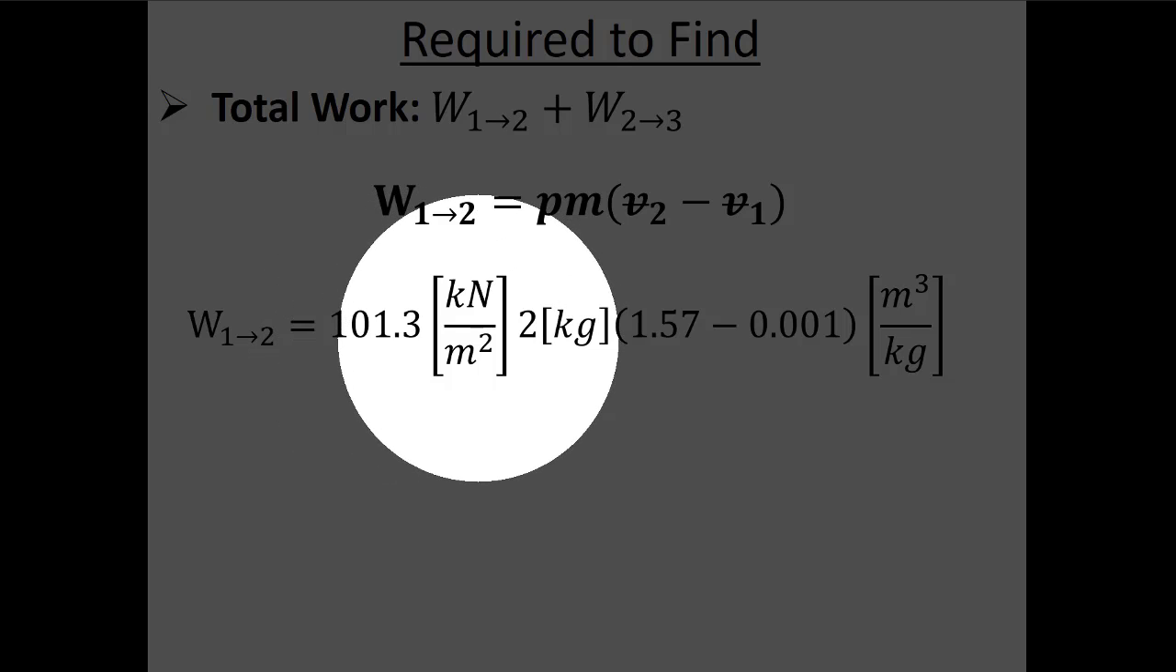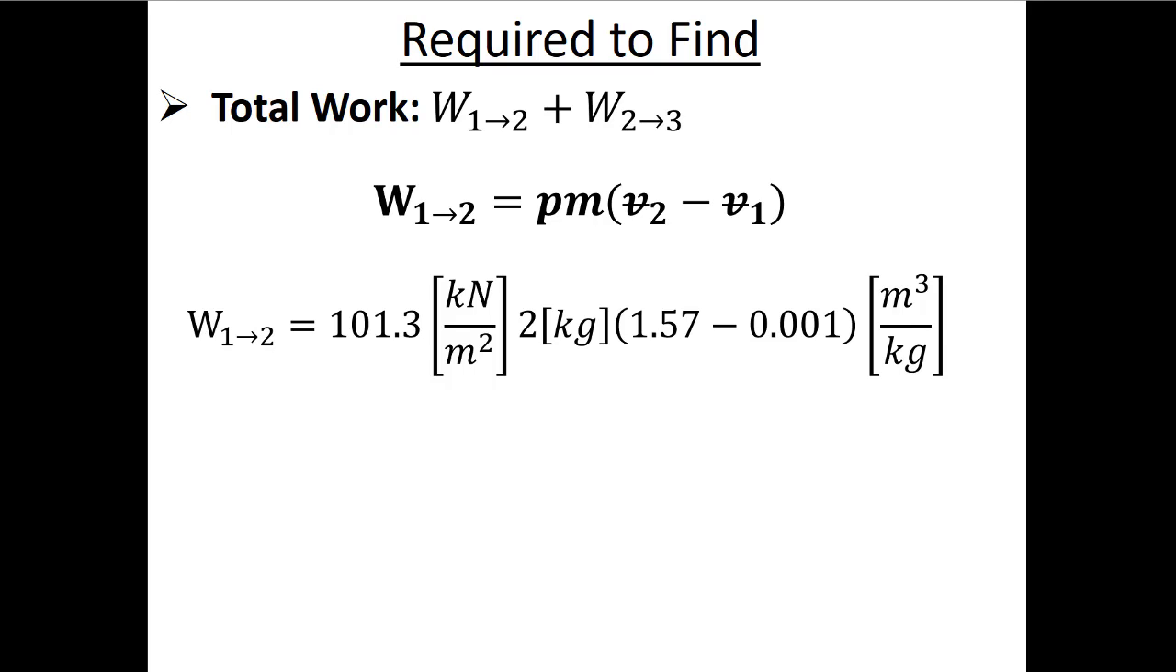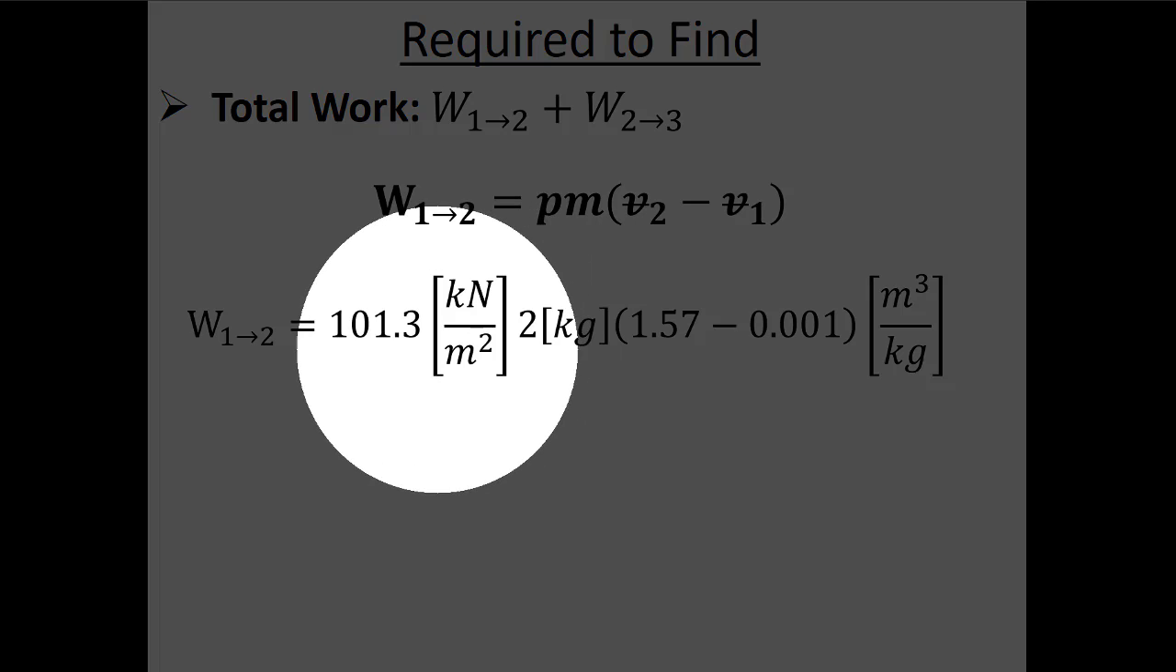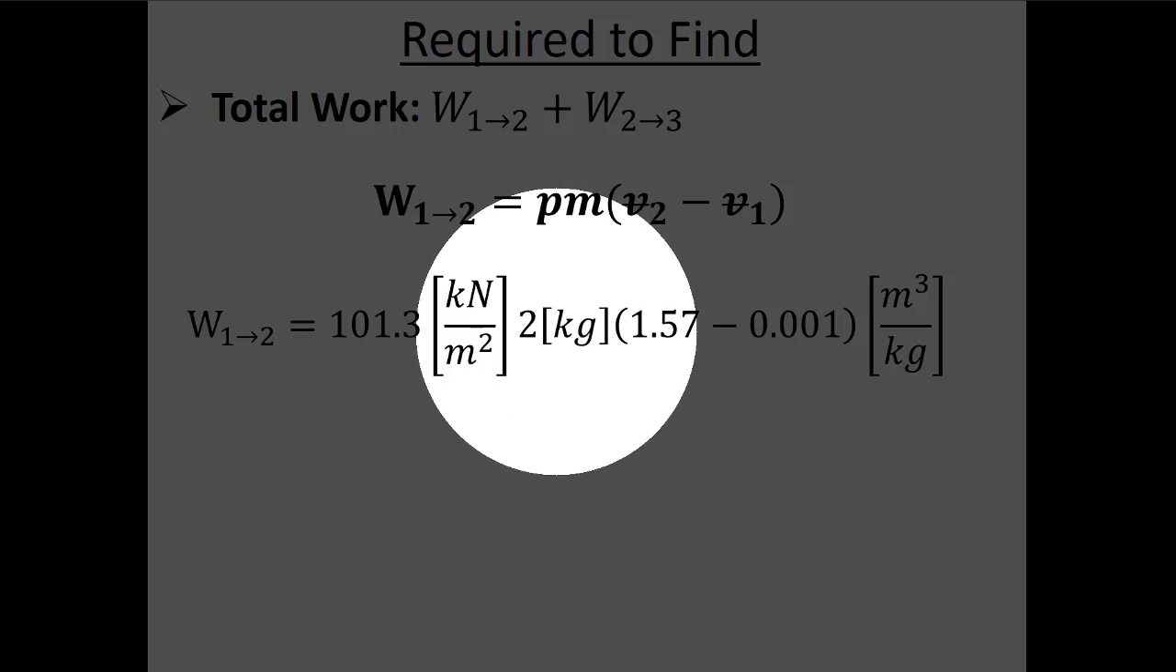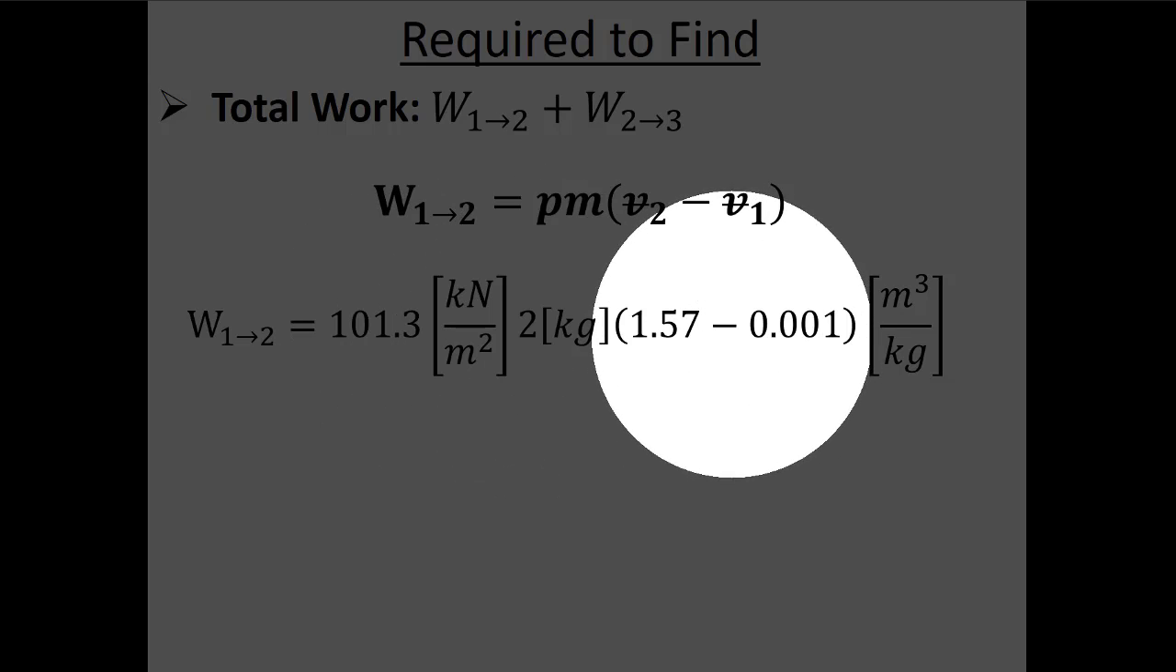If I'm ever given a pressure in bar, and we'll see this later, when I write it on my state table, I'm going to write it in kilopascals, or megapascals if I can, because then it's really easy when I do P times V. Kilonewtons per meter squared times V, which is meters cubed, I'll get kilojoules, which is exactly what I want, right? Because I want energy. So here, 101.3 kilonewtons per meter squared times 2 kilograms times this delta V, right?